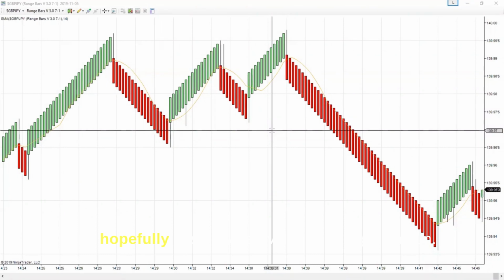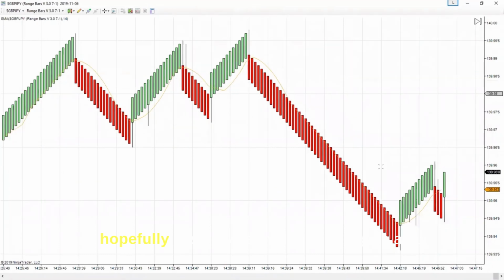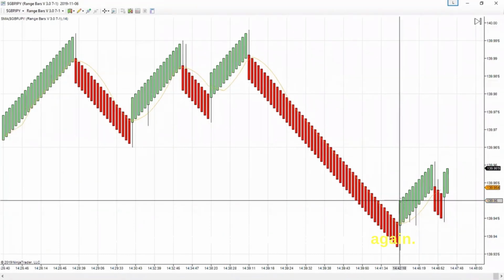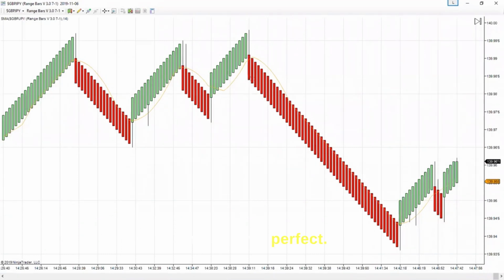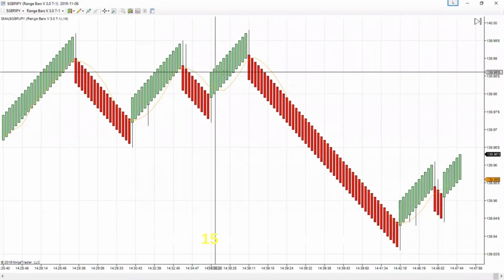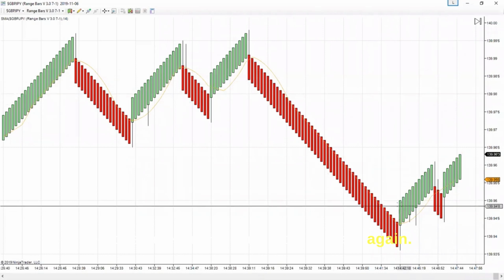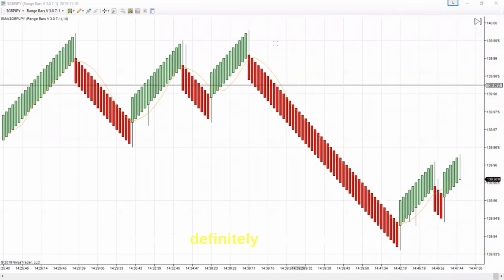And hopefully this provided value to you guys. Again, look at this. This buy right here, and now it's forming again. This sell was perfect. We lost 15 on this, but this one recovered everything, and now it's back again. Yeah, definitely. You can definitely make it happen once you understand what to do.